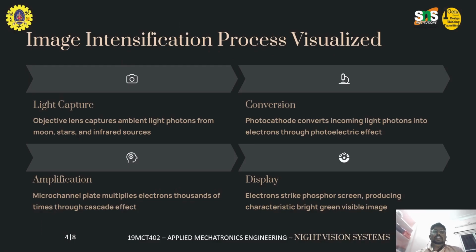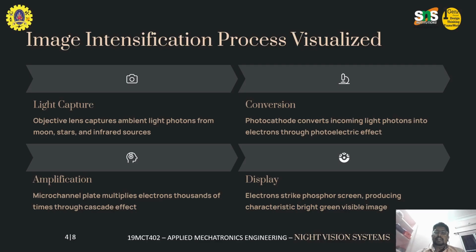So we'll see how the image intensification process can be used to visualize. First off, light is captured. The objective lens captures the ambient light or photons from the moon, stars, or whatever form of light is nearby, or even infrared sources. So the small amount of photons are absorbed.